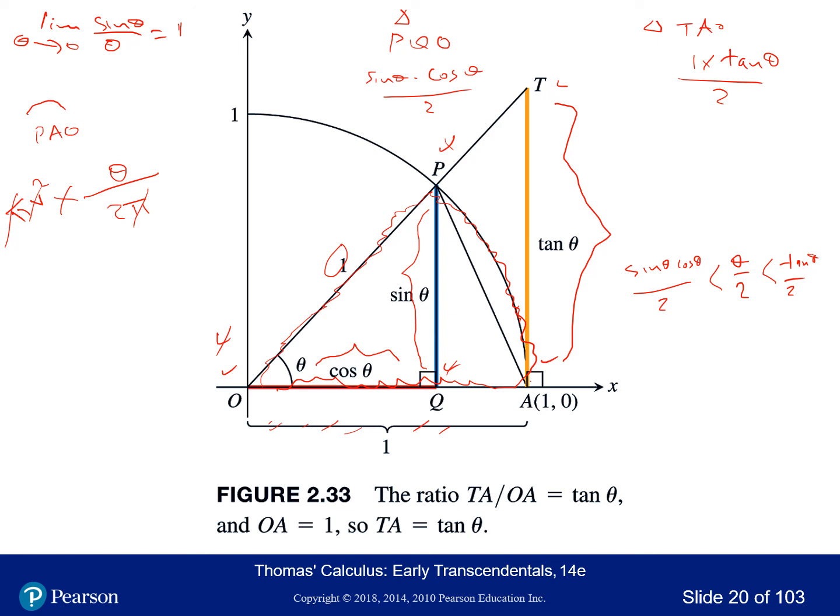Okay. So the last one is the area of the smaller triangle. I'm going to shade the smaller triangle to show this area. So here is the smaller triangle. Its area is half the base, which is cosine, times the height, which is sine. Cosine times height divided by 2.